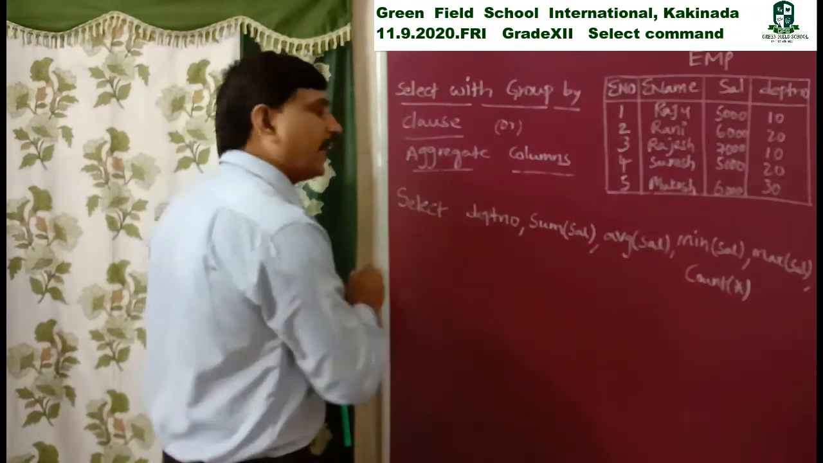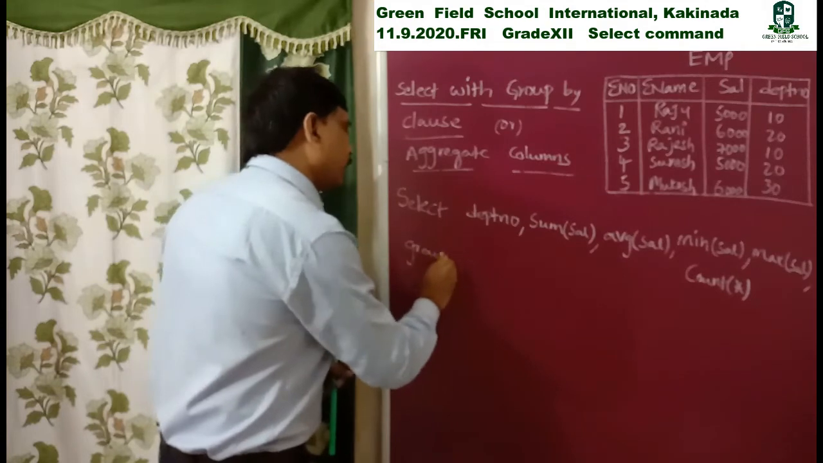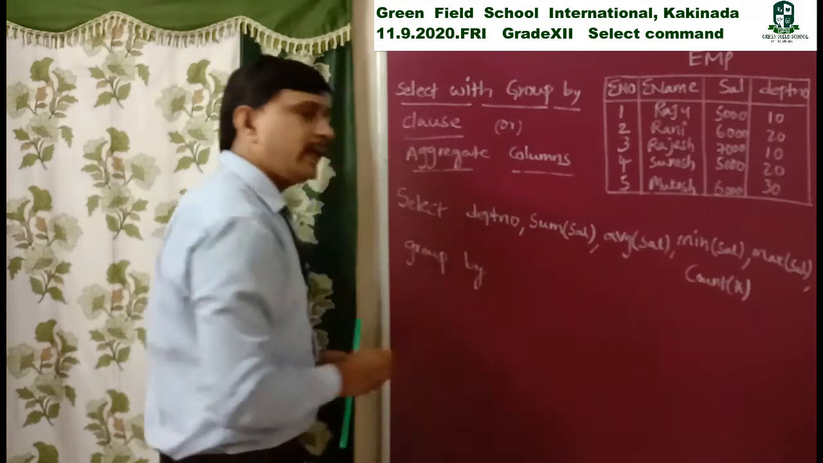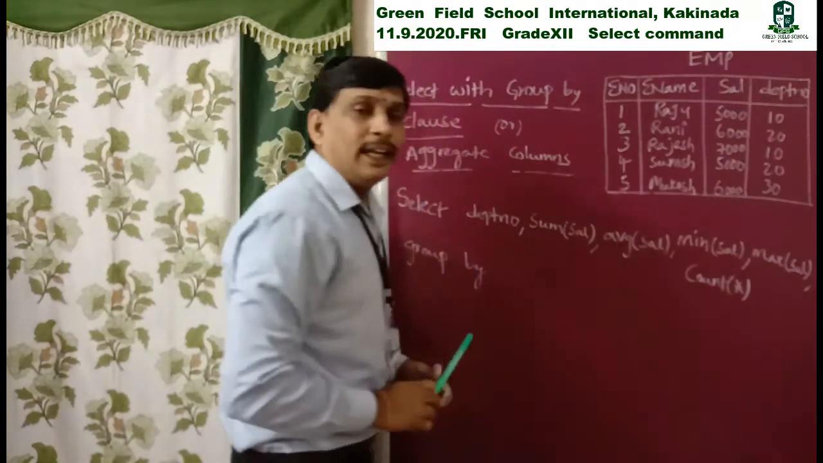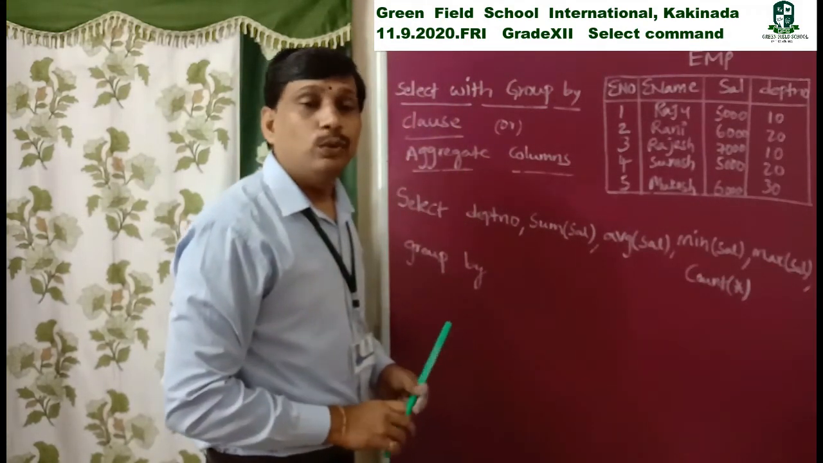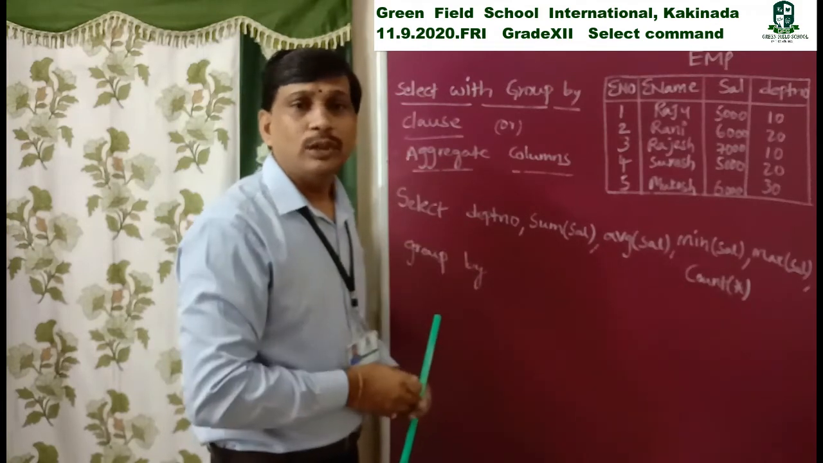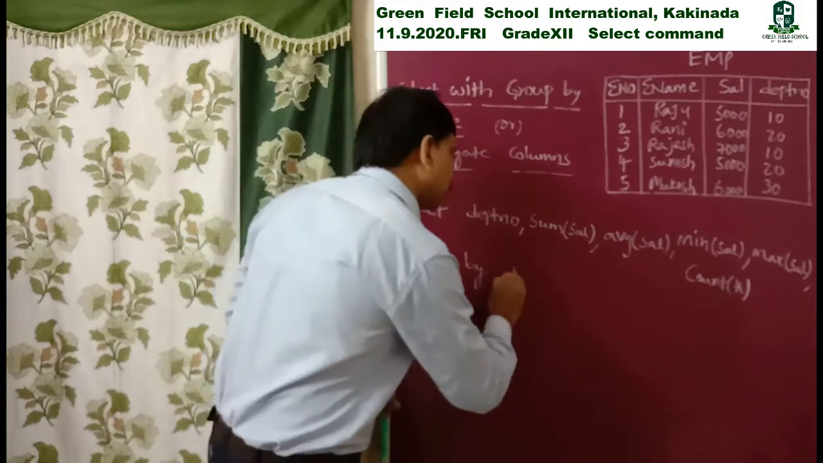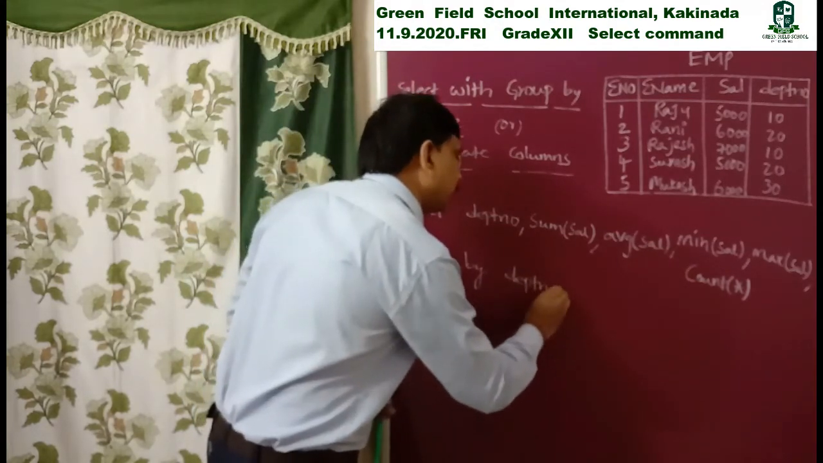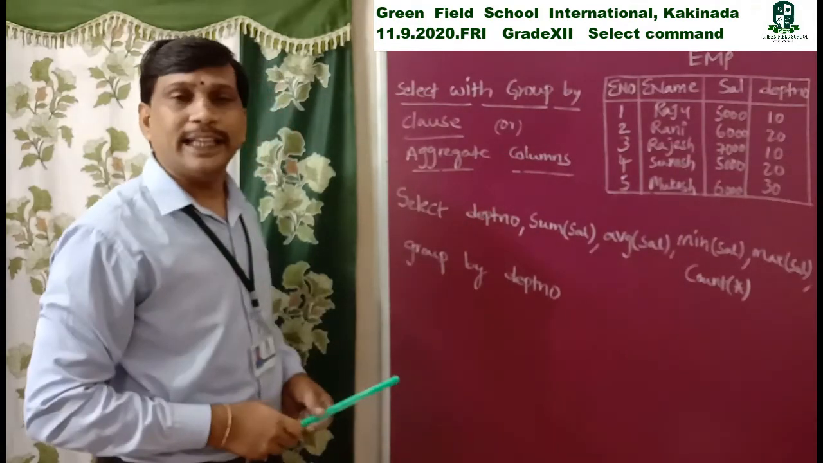Next, here I write group by. So, how to calculate all these columns? By using group by. The entire single table is divided into groups based on the department number column. So that's why I write here the department number column. So I divide this entire single unit table.